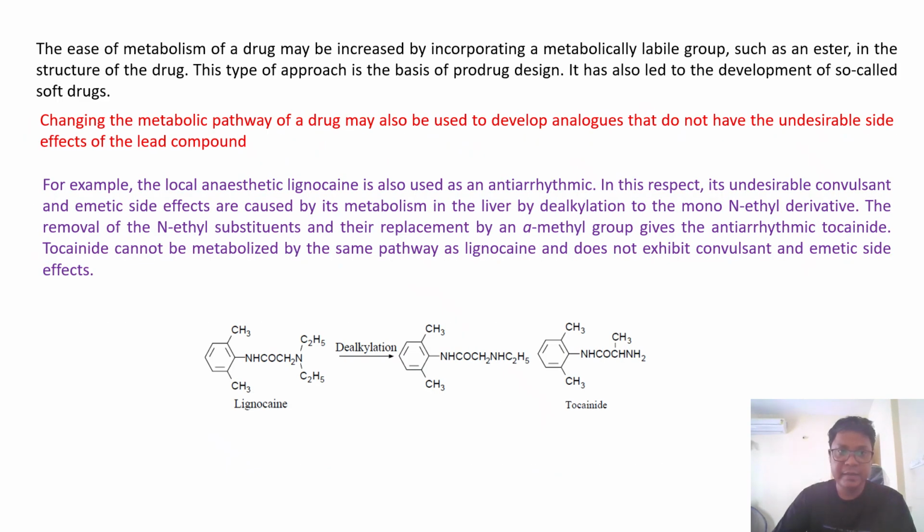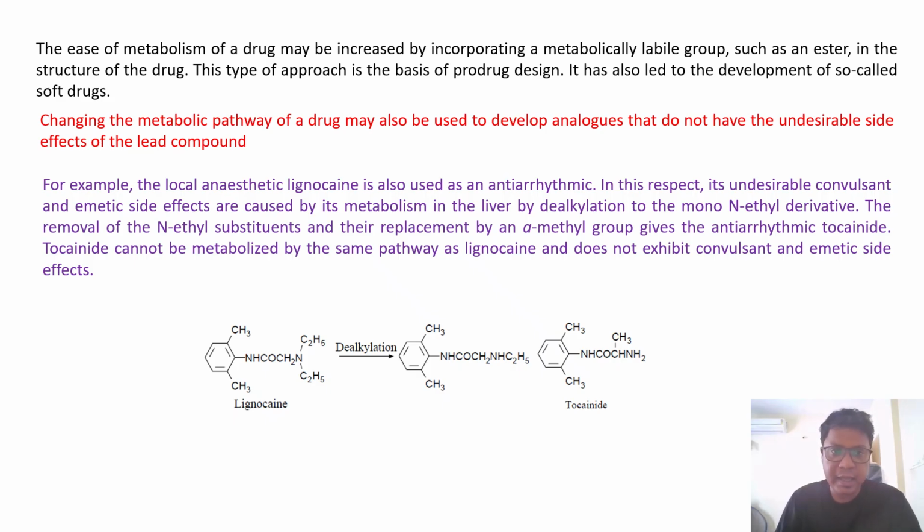And finally, the ease of metabolism of a drug may be increased by incorporating metabolically labile groups such as esters in the structure of the drug. This type of approach is the basis of prodrug design. It also leads to the development of so-called soft drugs. Changing the metabolic pathway of a drug may also be used to develop analogs that do not have the undesirable side effects of the lead compound.